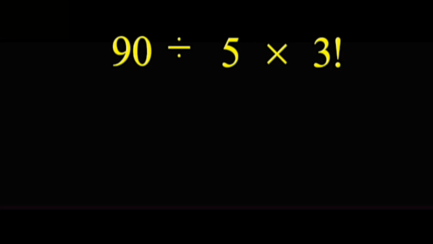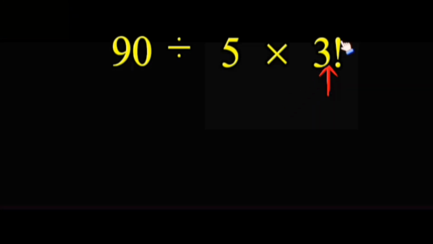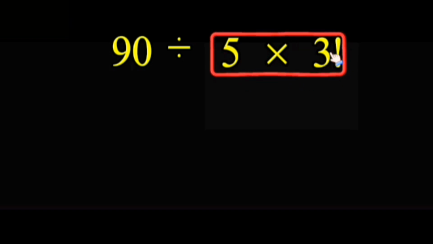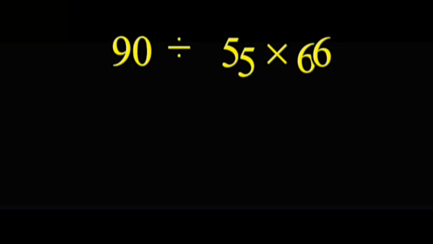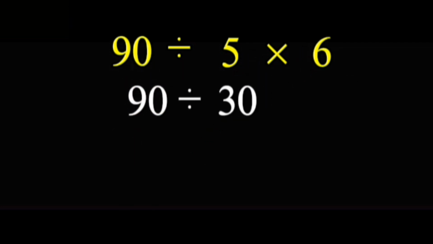First, some people try to solve this expression like this. 5 multiplied by 3 factorial. They think they should calculate this part first. 3 factorial means 3 multiplied by 2 multiplied by 1, which gives us 6. So they multiply 5 by 6, which gives 30. Then they divide 90 by 30, which gives 3.